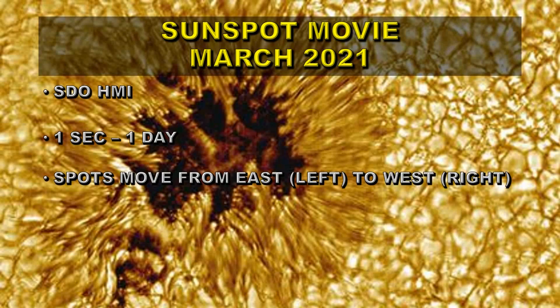Now let's take a look at an actual sunspot movie over the same period of time. Again, it was from the Solar Dynamics Observatory HMI instrument, and it has a similar cadence to the previous movie. Spots you'll see move from east to west, that's from left to right.